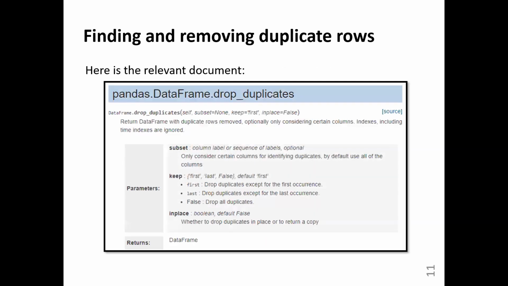I wanted to review the second PowerPoint that we went through together, how to search, for instance, keep: first, last, False, and the default is first, and so on. It mentioned that, for instance, first drops duplicates except for the first occurrence. So we just drop the rest of the duplicates and keep the first one.